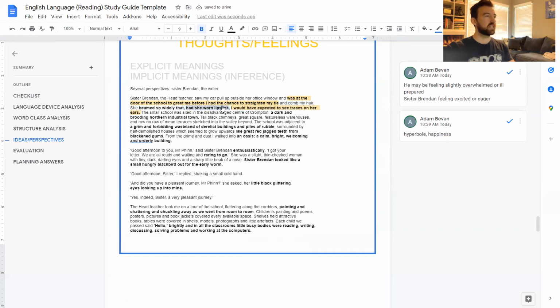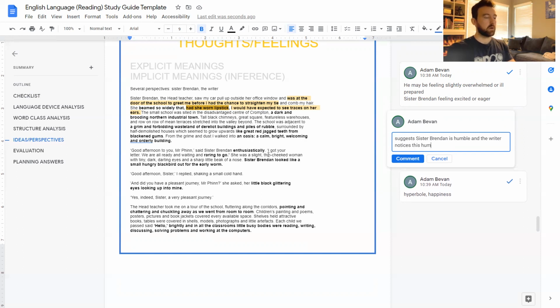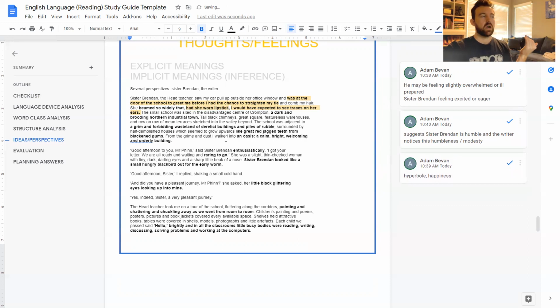She beamed so widely that had she worn lipstick. Now, this is a really subtle thing, but this is how far I want you to be able to dive into it as well. So this suggests Sister Brendan is very humble, and the writer notices this humbleness, this modesty, because he's saying that she's not the type of woman to wear lipstick.